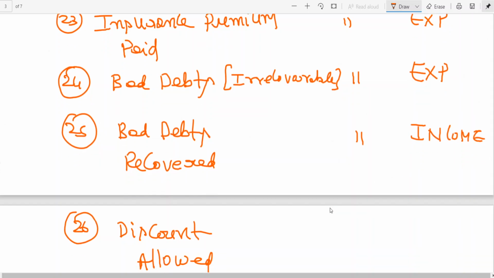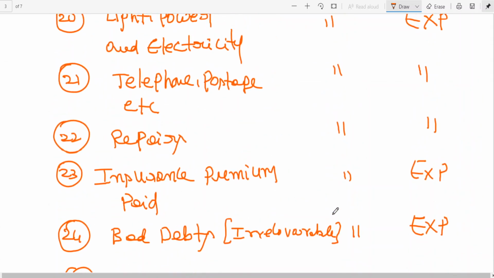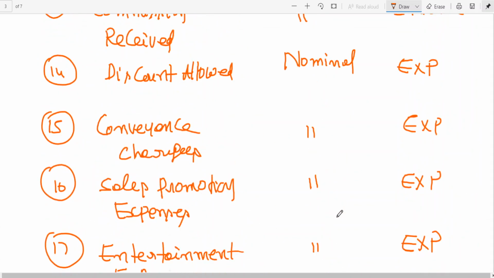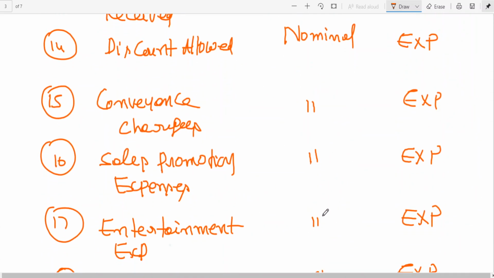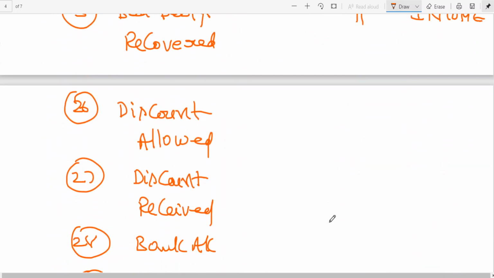I told you already about discount allowed. We have discussed it already. Nominal, I told you, expense. Discount received is the opposite. I have to pay 10,000, but I am paying only 9,000 towards settlement. The 1,000 concession is a nominal account, income. Here, income.